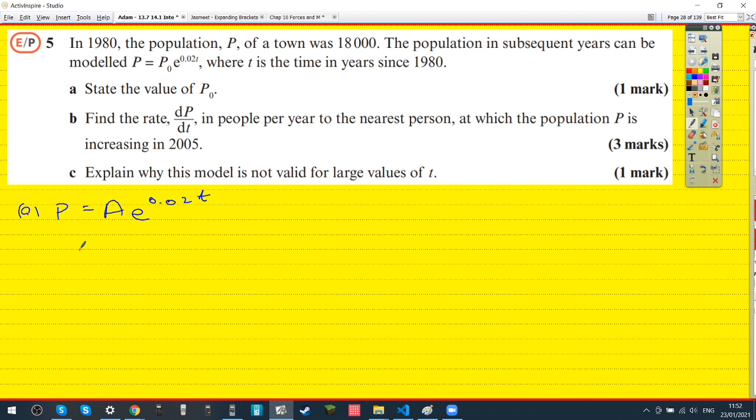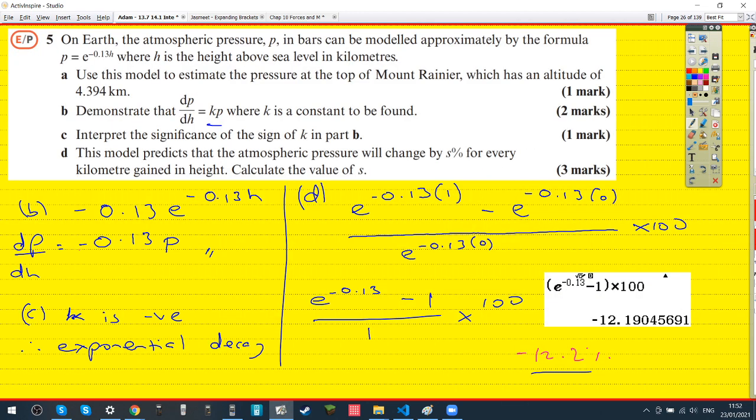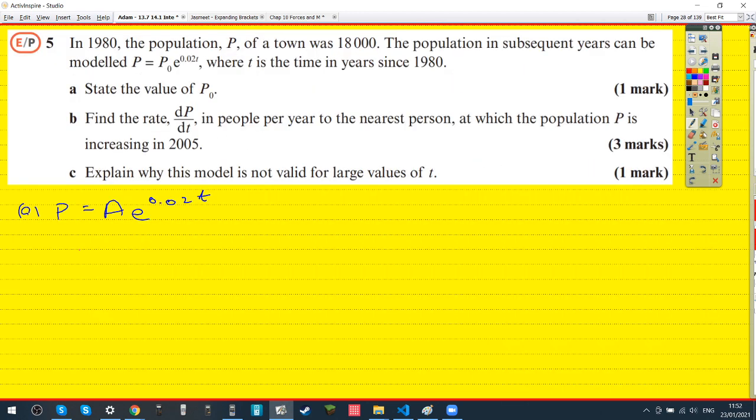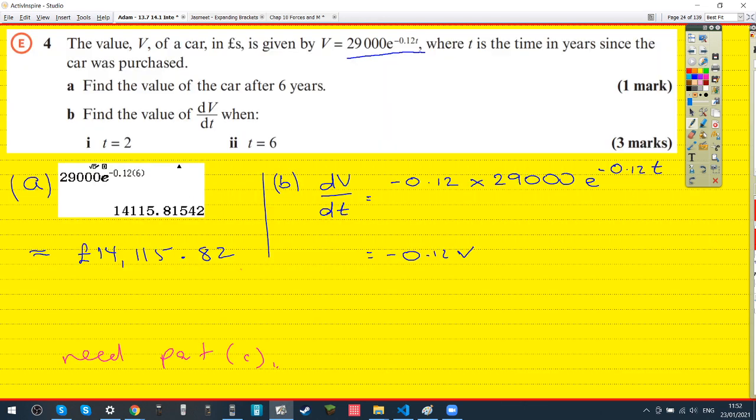So would it just be 1 then? No. What's the initial population? 18,000. And so the way they wrote it, P naught is 18,000. For these, the number in front is the initial one because t is 0 gets rid of the e part. That's the significance. For this one, the initial price of the car, 29,000.